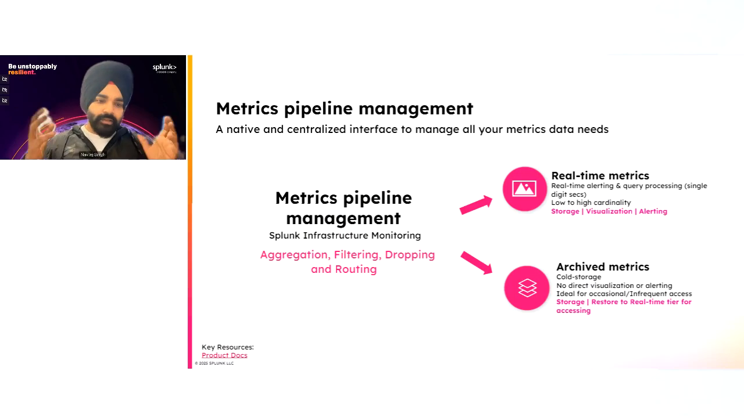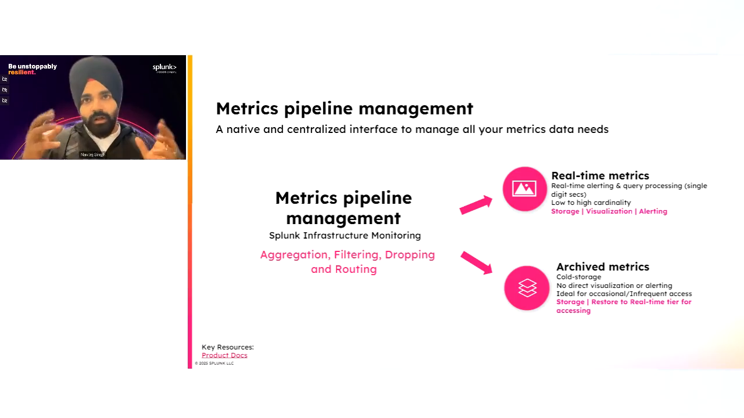That was our motivation, to help customers be successful in controlling their data volume. That is why we released metrics pipeline management. We wanted to make sure customers have all the tools they need to control their usage and cost. So right now, we have two tiers in which you can store the metrics. One is real-time metrics, and one is archived storage. Everyone starts with the real-time tier. It is used for alerting, it is used for charting, it is used for dashboarding. So within the real-time tier, you have capabilities such as aggregation, filtering, dropping, and routing.